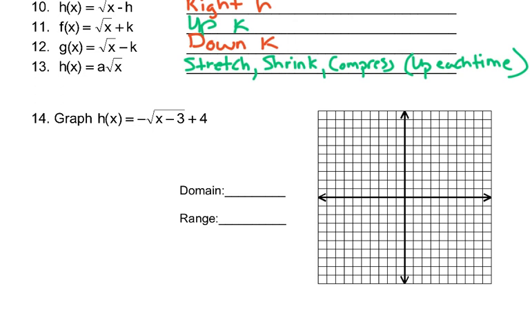So, number 14, I've got a negative in front, so this is going to reflect our graph. The minus 3 on the inside is left and right, and it's opposite, so this is going to go to the right 3. And on the outside, it moves up and down, so this is going to move our graph up 4. So now to get my starting point, instead of starting at 0, 0, I'm going to go right 3 and up 4.